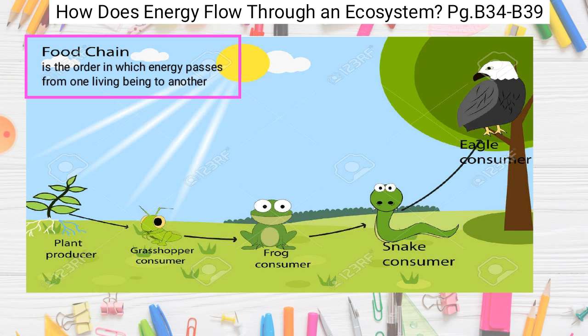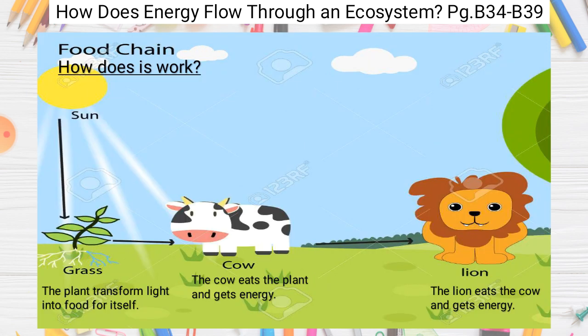The sunlight begins the circle. It transmits its energy to the plant. Then it's transmitted to the grasshopper, then to the frog, then to the snake, and finally to an eagle. Food chain. How does it work?